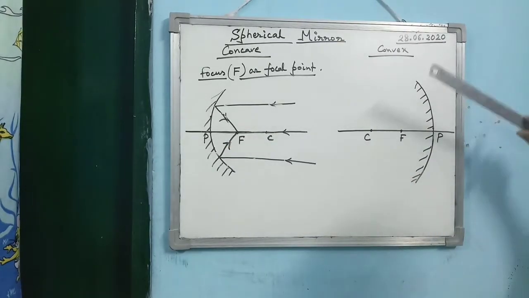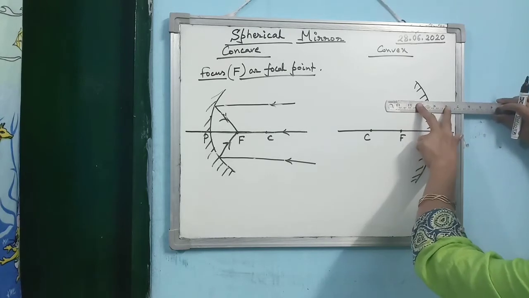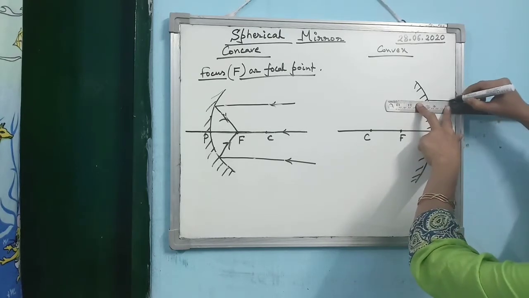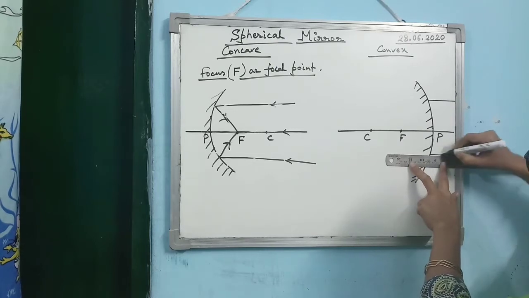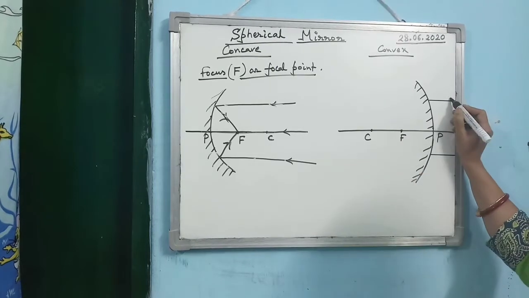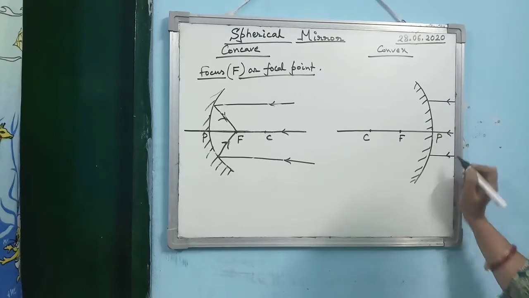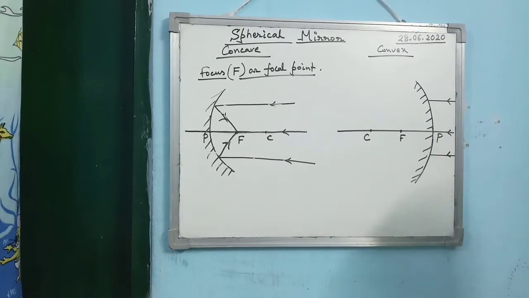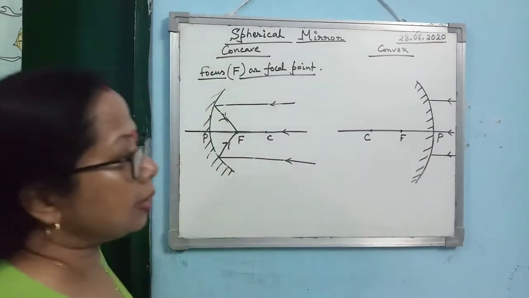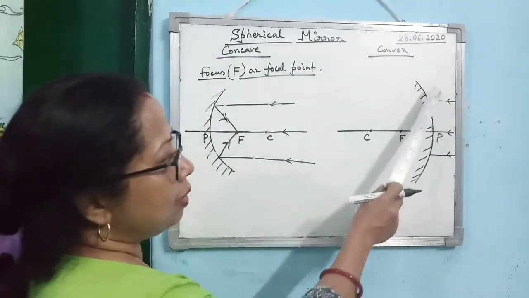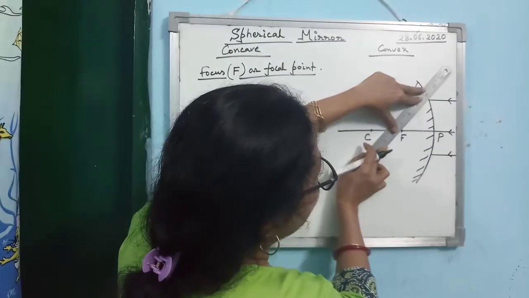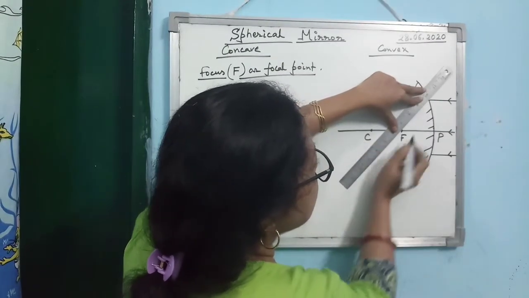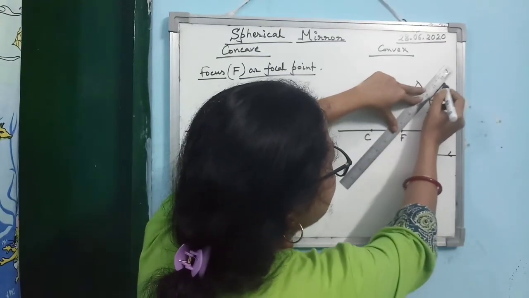Now for the convex mirror, what will happen when a parallel beam of rays parallel to the principal axis falls on the mirror? Then you see how I am drawing the diagram. I have drawn the parallel beam till the mirror. Then you must do this. Focus and the point of incidence, you hold the scale and then you join it.